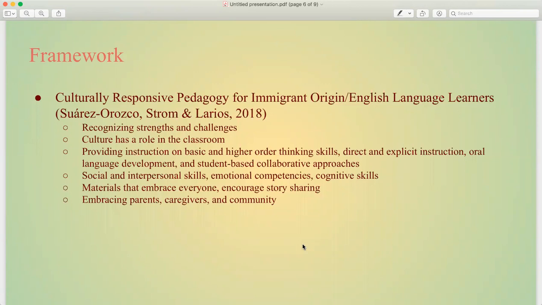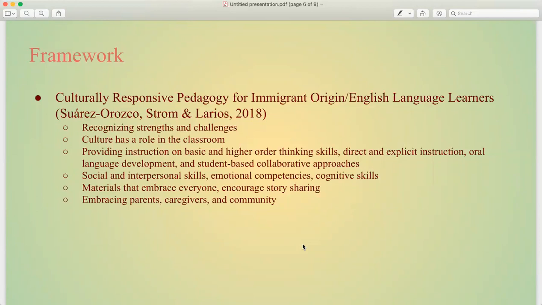Secondly, not shying away from the importance that culture has in the classroom, using it as a means to build on, learning more from each other in terms of culture, and just putting that in the forefront. That's at the forefront of these students' lives, so it should be at the forefront of their education. And then there are these different skills that need to be considered in responsive teaching for these students.